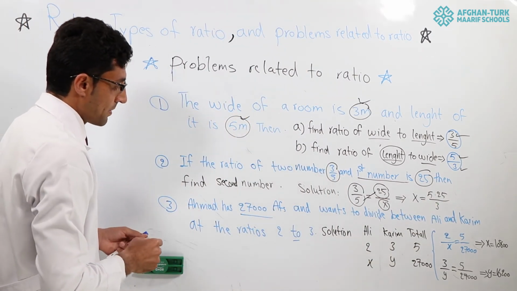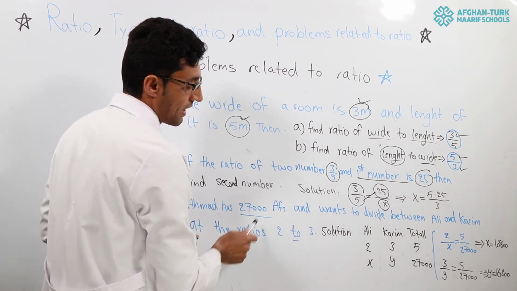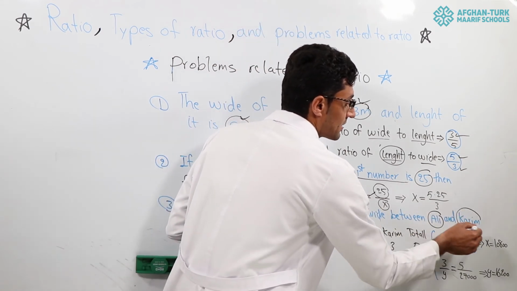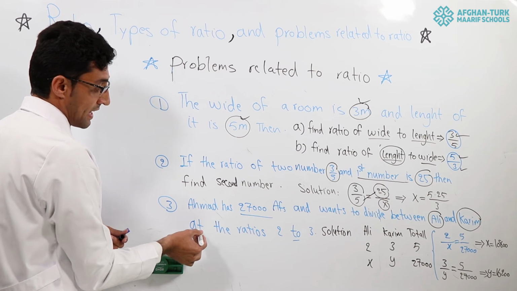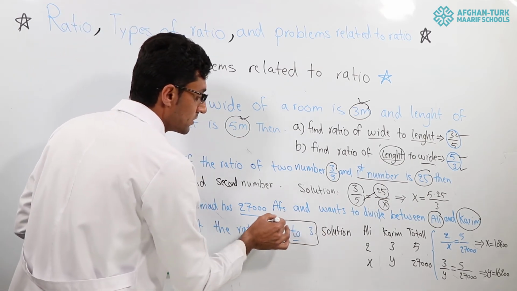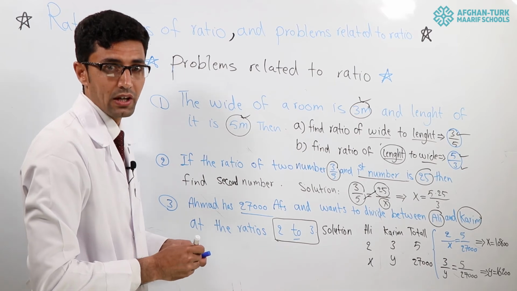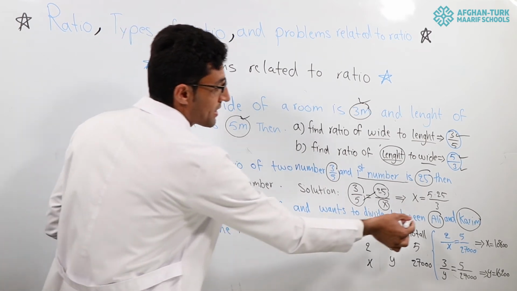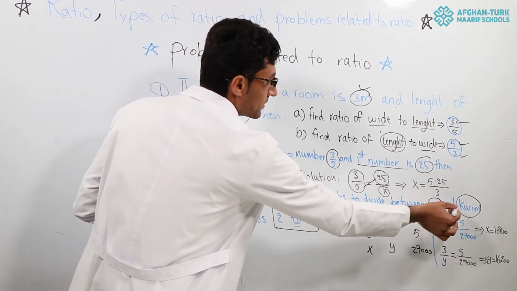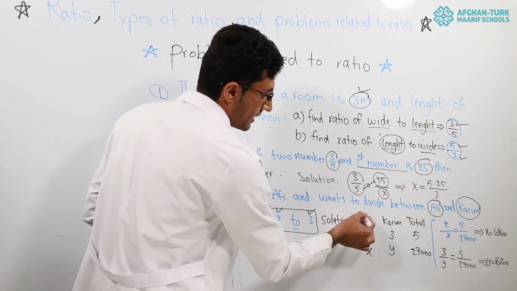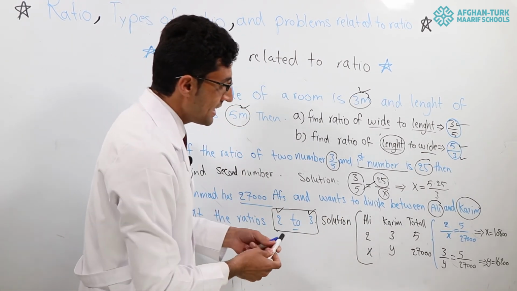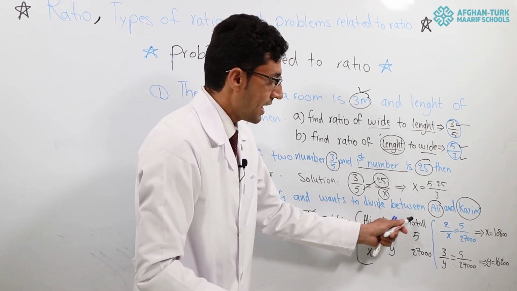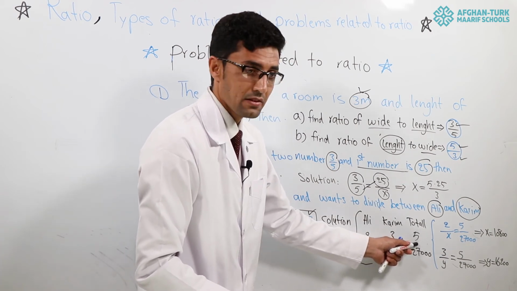Okay. Third problem. Ahmad has 27,000 apps and wants to divide between Ali and Kareem. 27,000. At the ratio 2 to 3. Okay? Now, in here, 2 belongs to what? 2 belongs to Ali. And 3 belongs to Kareem. I wrote in a table. Ali has 2 parts. Kareem has 3. And how much is total? 2 plus 3 is 5.